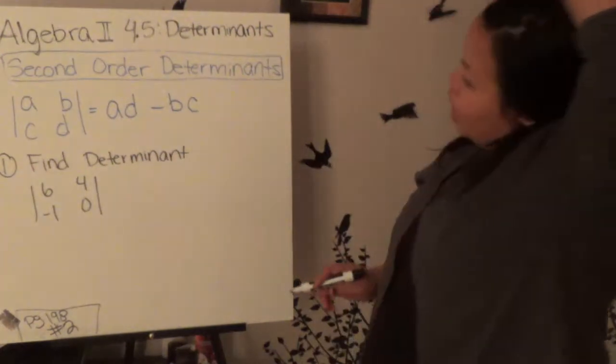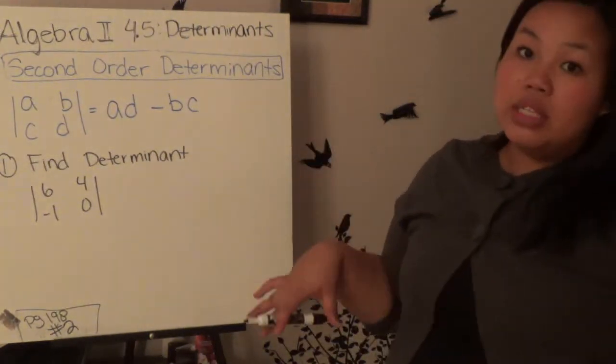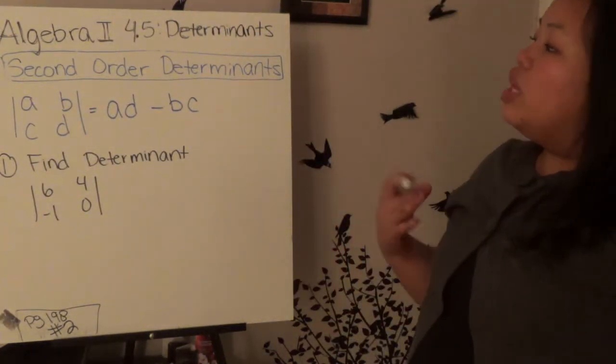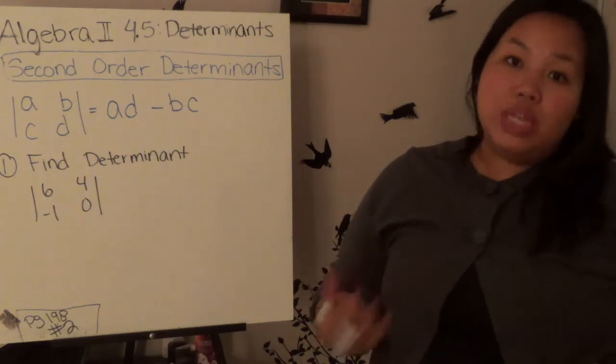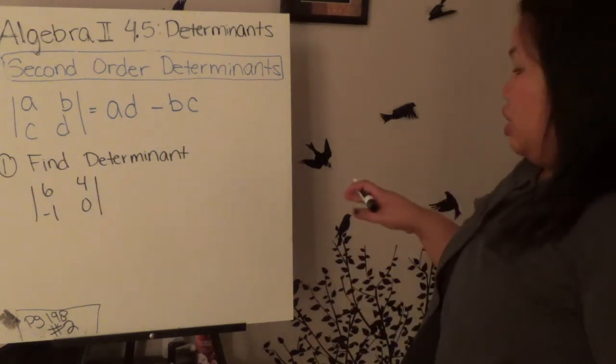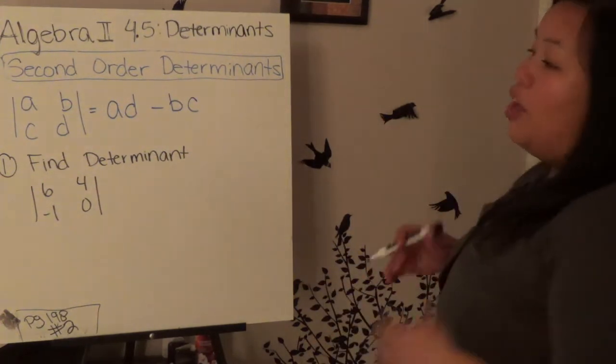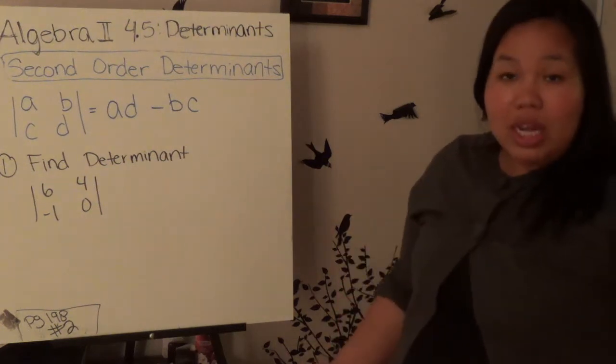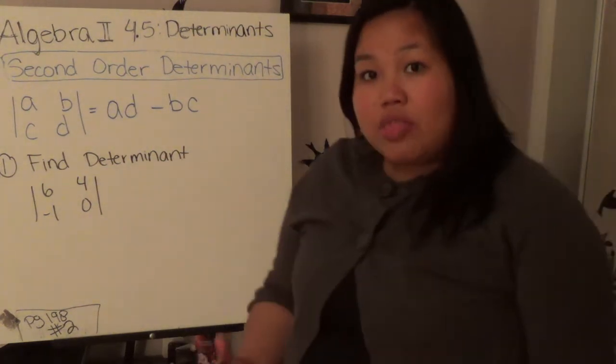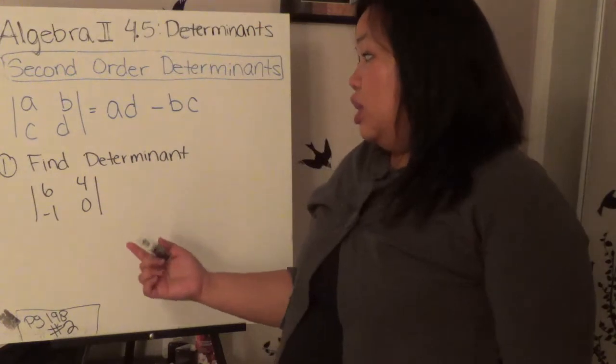In Algebra 2, section 4.5, we're dealing with what is called determinants. Now, we're going to find what determinants are, but you're not really going to know why you need determinants until the next section. But right now I'm going to show you how to find a determinant. And a determinant is basically a number that is represented by your matrix.